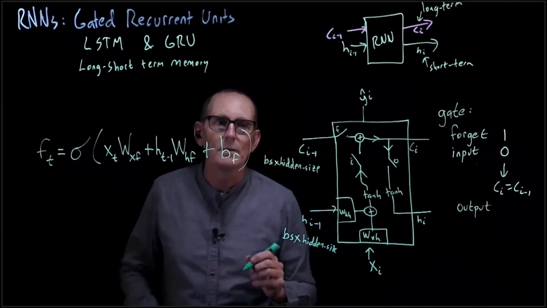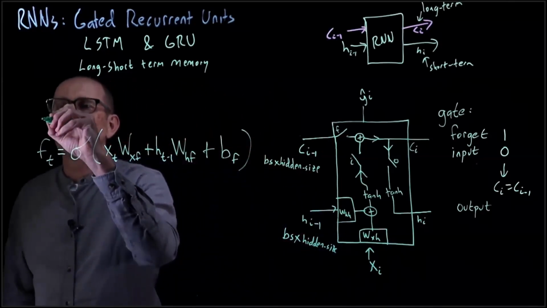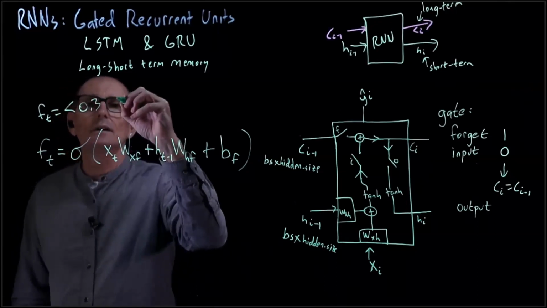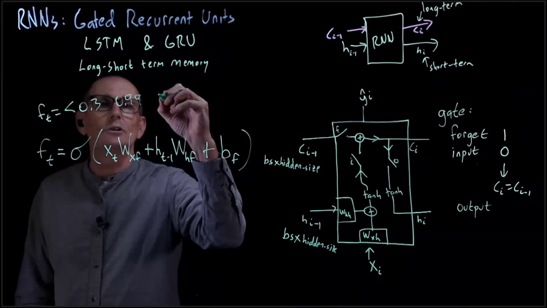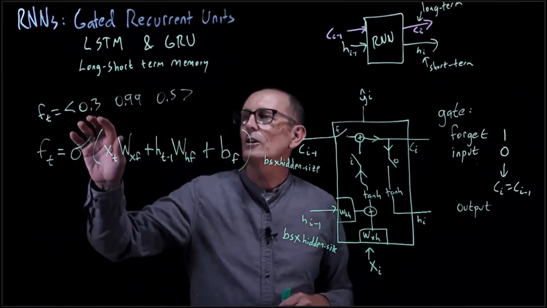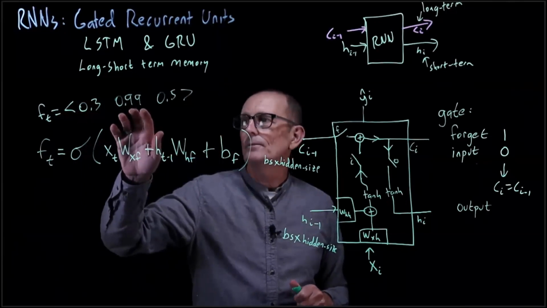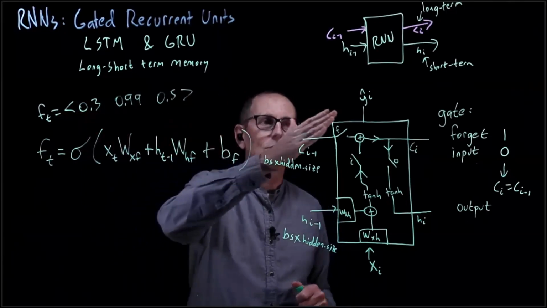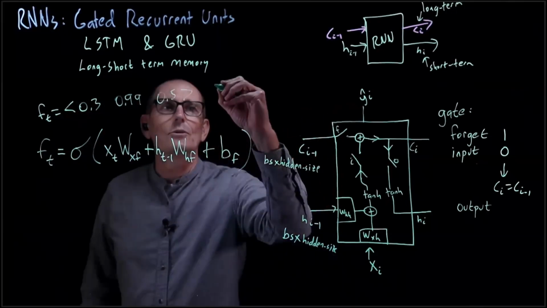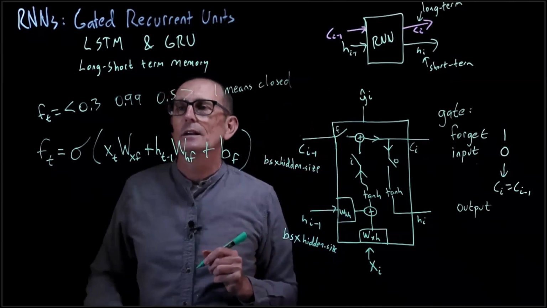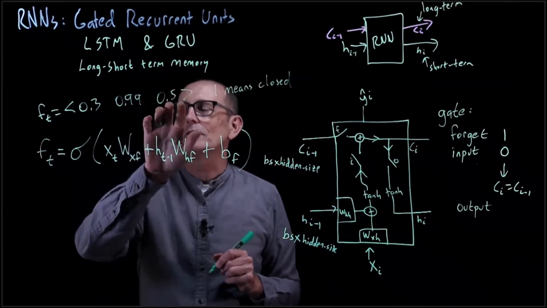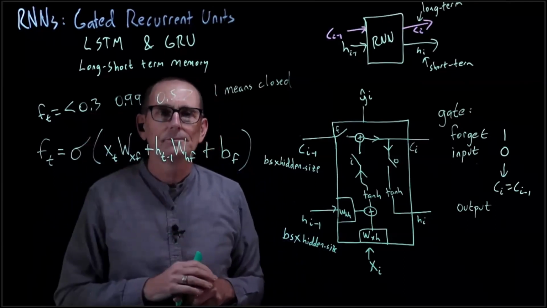So we might have, if our hidden size is 3, f sub t might be equal to 0.3, 0.99, and 0.5. So we've got a gate that's more open than closed, a gate that's, let's see, sorry, and the other thing to keep in mind is 1 means closed for all these gates. So this one is almost completely closed, half open, half closed, more open than closed.